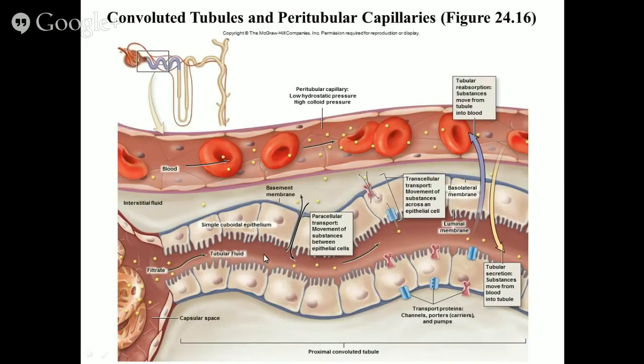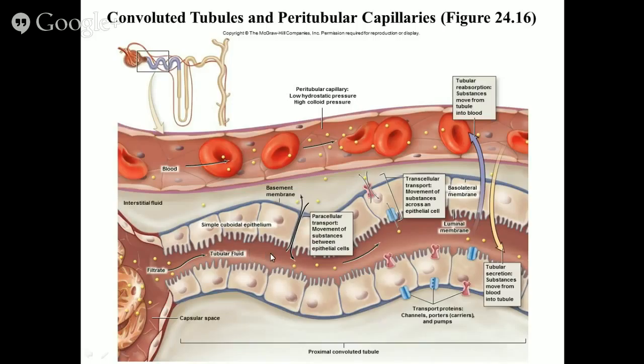Now we've got a problem. We have a huge problem, because we don't want to throw all that stuff away. If you do that, you're going to die within hours, because you're going to get rid of everything good in your body. So what we have to do is reabsorb those substances, retake them, put them out of the tube and back into the blood where we first took them out of in the first place.